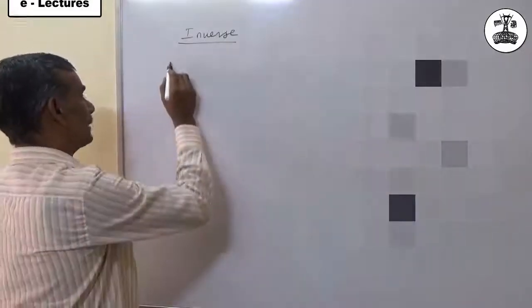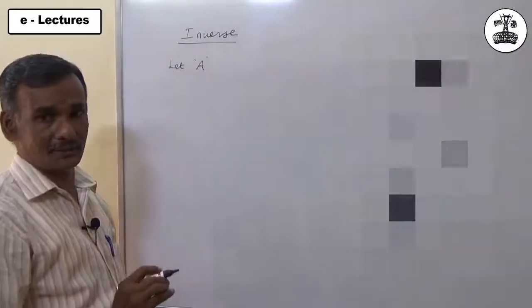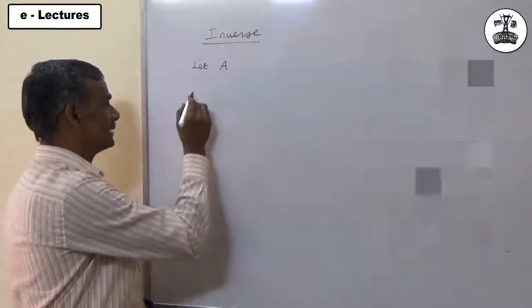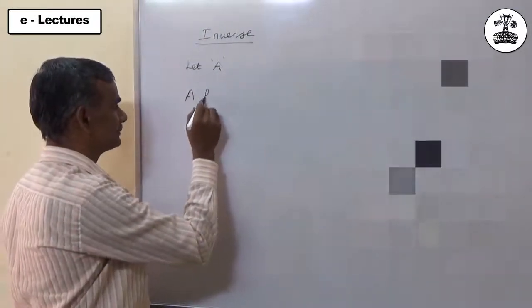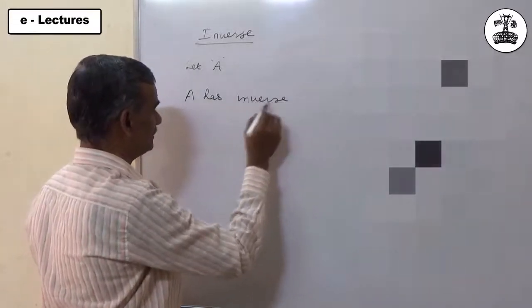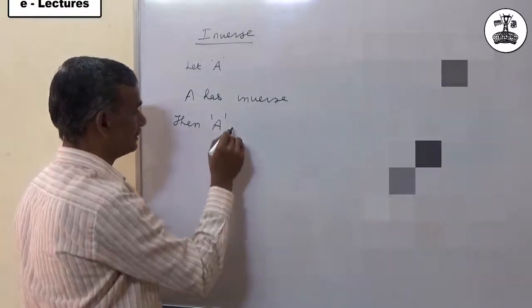Let A be any square matrix of order n. Suppose A has inverse, then A is non-singular.